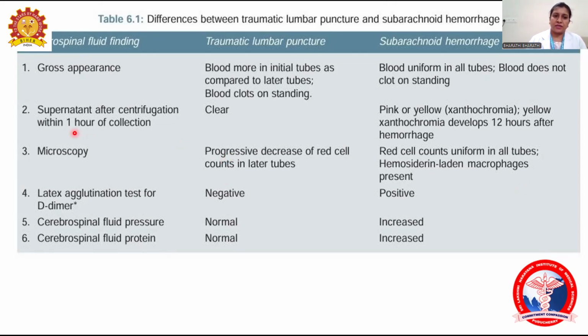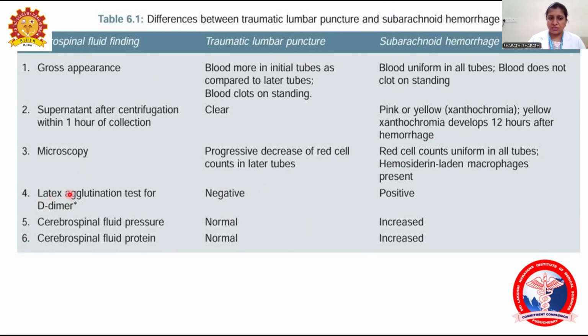And as I told, the supernatant after centrifugation within 1 hour of collection: in traumatic it is clear, but in subarachnoid it is pinkish, yellow, xanthochromia. Yellow xanthochromia develops 12 hours after the hemorrhage. Microscopically, in traumatic lumbar puncture, in the subsequent tubes you will see a decrease in the red cell count. In subarachnoid hemorrhage, the red cell count is the same in all tubes, and sometimes you will see hemosiderin-laden macrophages.